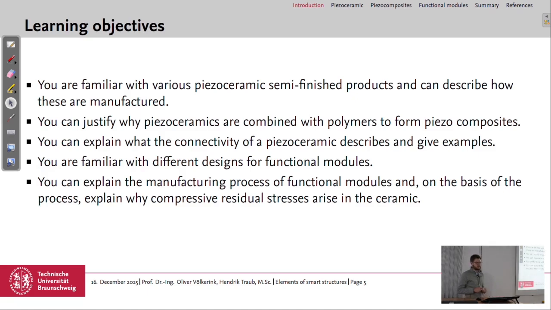Like in the other lectures, learning goals. The first learning goal is that you are familiar with various piezoceramic semi-finished products and can describe how they are manufactured. Then you are able to justify why we combine piezoceramic materials with polymers to piezocomposites. This combination can be done in different ways, and with this we get different connectivities of piezoceramics with the polymers, and for this you can also give examples.